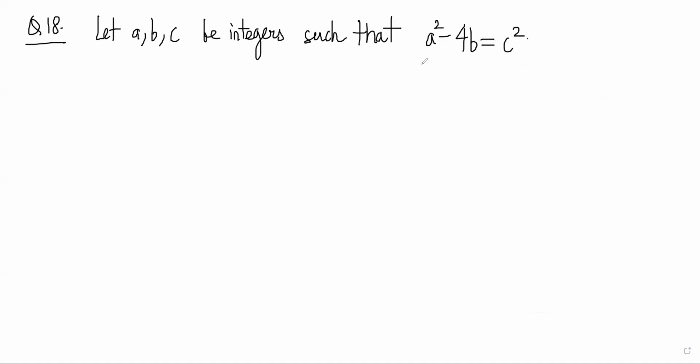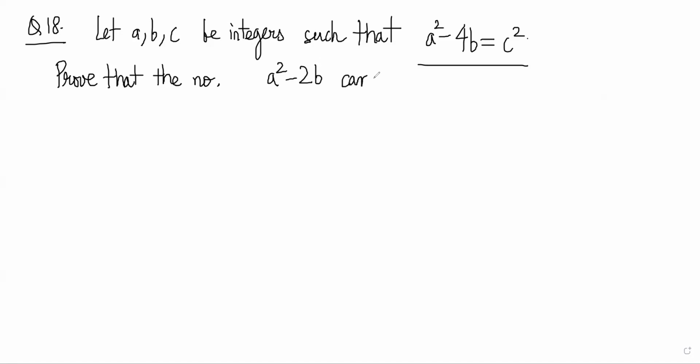Let a, b, c be integers such that a square minus 4b is equal to c square. Prove that the number a square minus 2b can be written as the sum of two perfect squares.